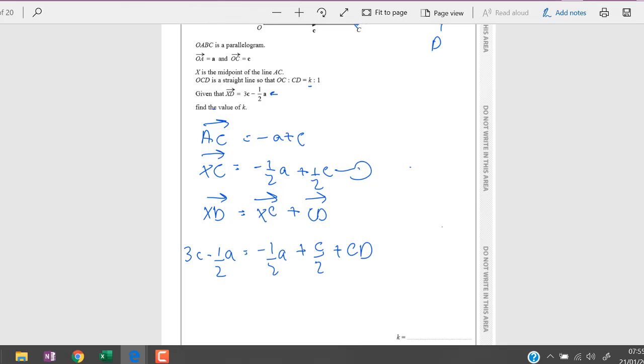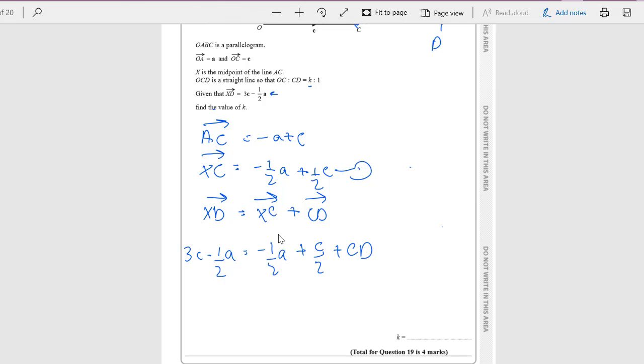So we have the cancelling of minus A halves, and then we take that to the other side, so that becomes a negative. So we've got 3C minus C over 2 equals CD, which is 5C over 2 equals, should put that as a vector, CD.